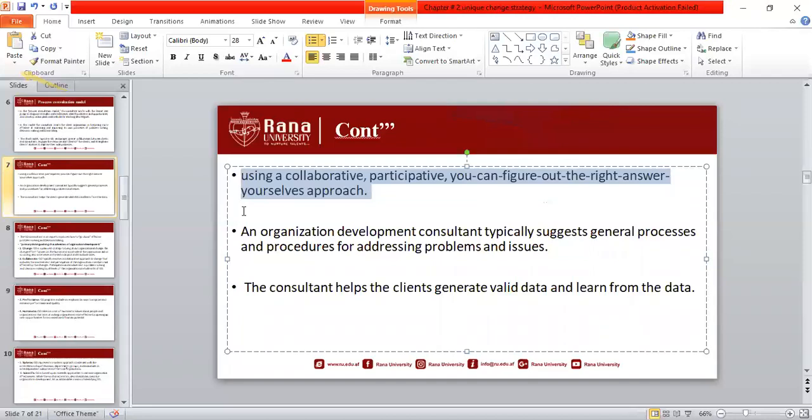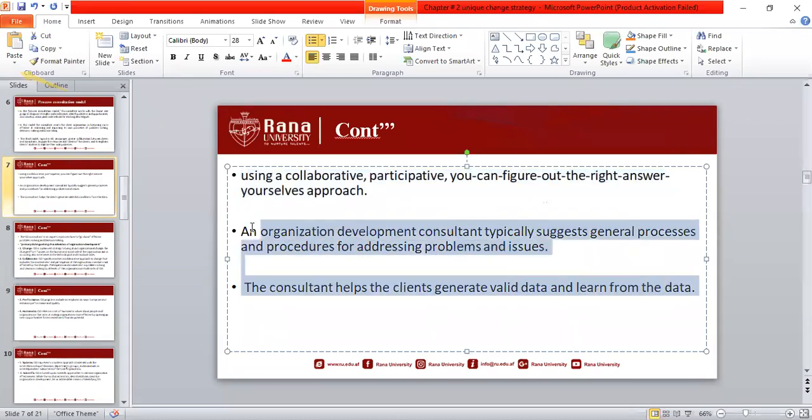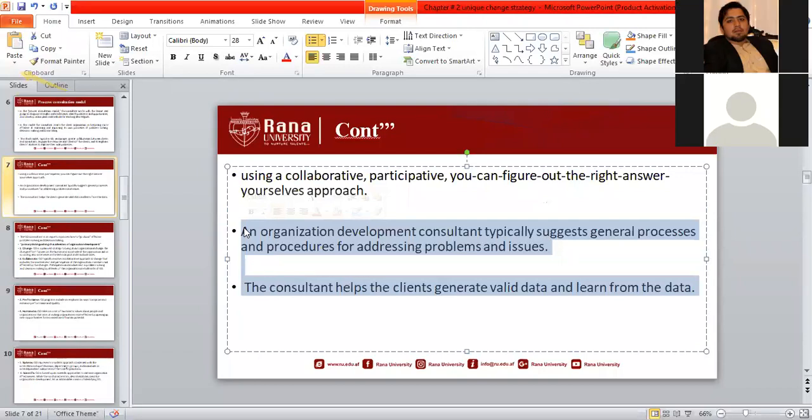Now, an organization development consultant typically suggests a process and procedure for addressing problem issues. The consultant helps the client generate valid data and learn from the data. Being a researcher, the OD practitioner just assists, telling the process, telling the procedure. So what is the problem? And telling them how to bring a solution for that. Now, as I say, the OD consultant is only assisting, rather than bringing the genuine solution. The genuine solution will be brought by the participants themselves. The consultant helps them learn how to generate the actual data.